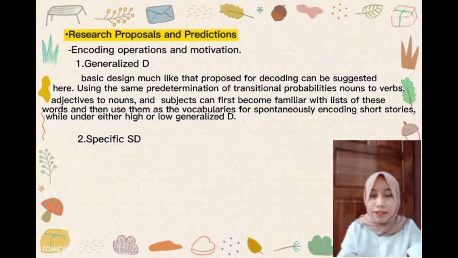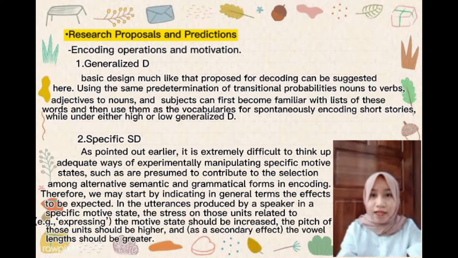Next, specific D. As pointed out earlier, it is extremely difficult to think up adequate ways of experimentally manipulating specific motive states, such as are presumed to contribute to the selection among alternative semantic and grammatical forms in encoding.